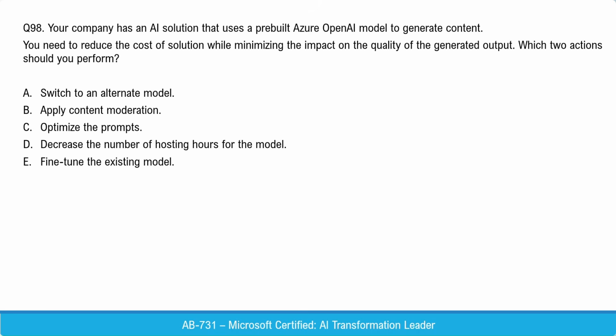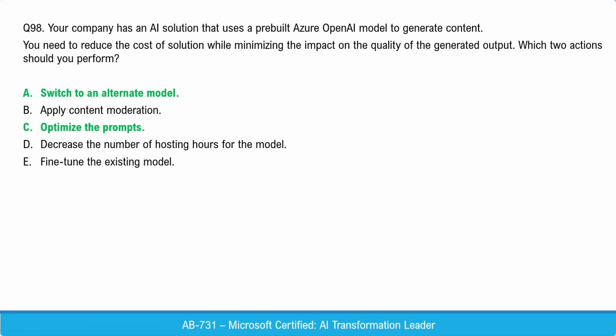Next question. Your company has an AI solution that uses a pre-built Azure OpenAI model to generate content. You need to reduce the cost of the solution while minimizing the impact on the quality of the generated output. Which two actions should you perform? And you have five options on your screen. Please go through them by pausing the video over here. And the correct answers are option A, switch to an alternate model, and option C, optimize the prompts.